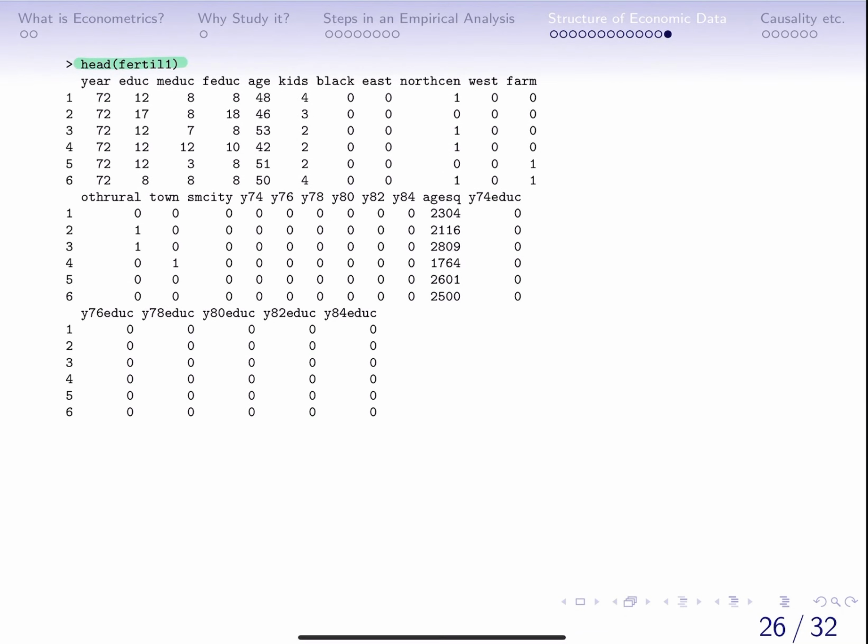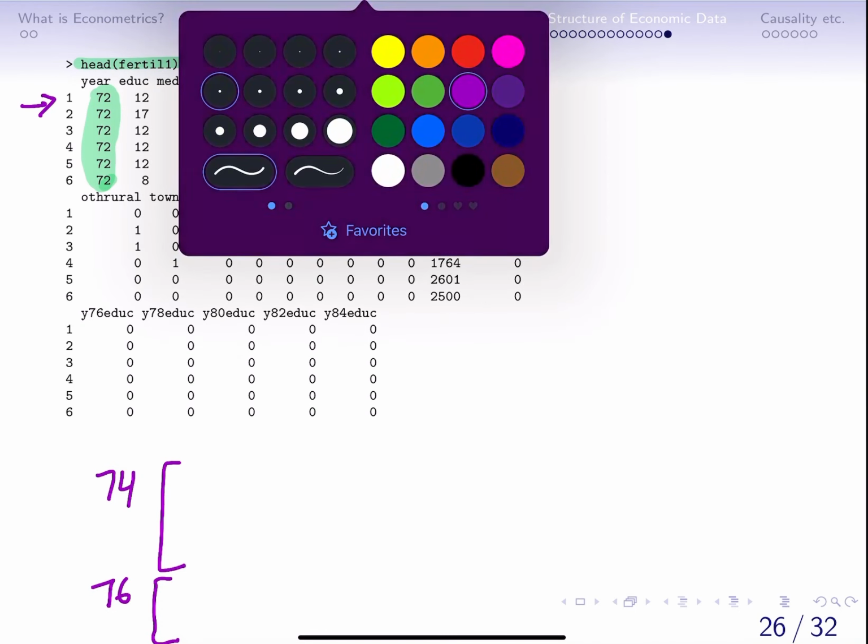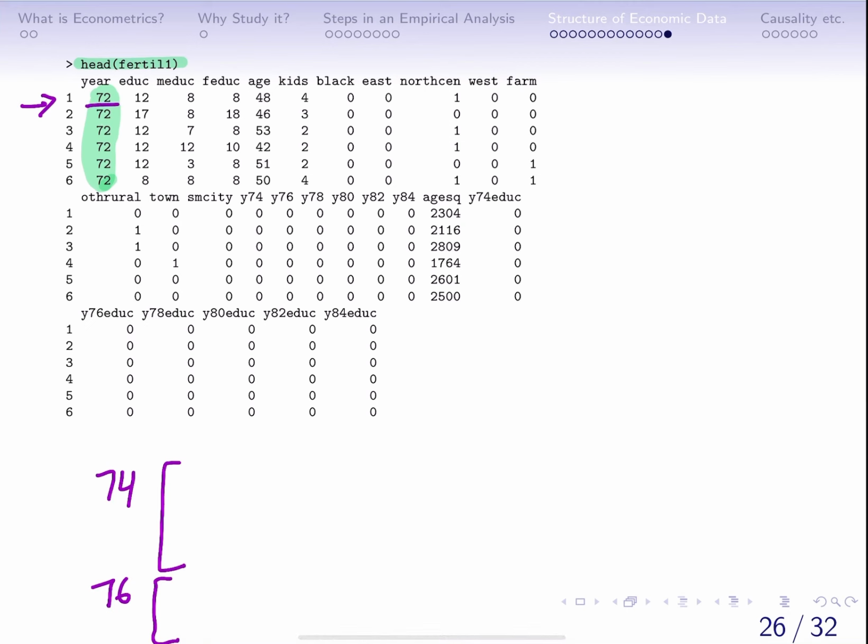You can also use head on the data to look at the first 6 observations, and notice the way the data is structured is that for each individual, you're going to have data for the year 72, and then once that's done, you're going to have year 74, a bunch of data, then year 76, a bunch of data, and so on and so forth. Here we can see that for the first individual in the year 72, they have 12 years of education. Their mother and father studied for 8 years. This is a 48-year-old individual. They have 4 kids, and there are a bunch of other variables here, but we also know about the location. So this is how the data would be structured.